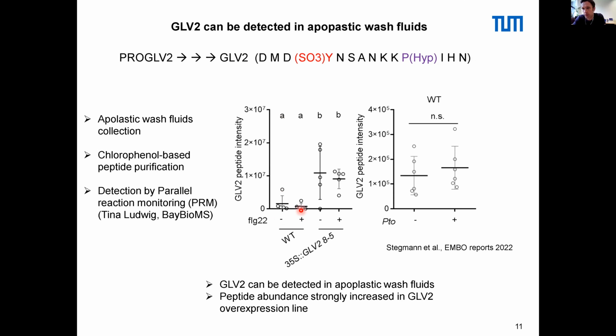And more strikingly, the levels were strongly increased in overexpression lines of this peptide precursor gene, really suggesting that the overexpression also translates into more biologically active peptide in the plant apoplast. We also tested whether either FLG22 stimulation or bacterial infection affects the secretion, but unfortunately this was not the case, and we are still trying to investigate what that means.